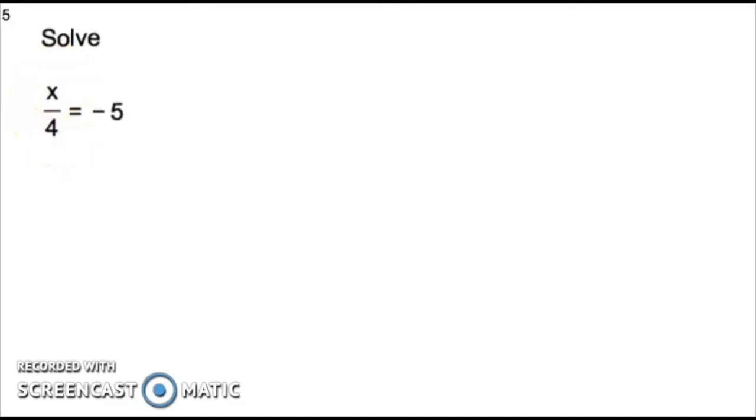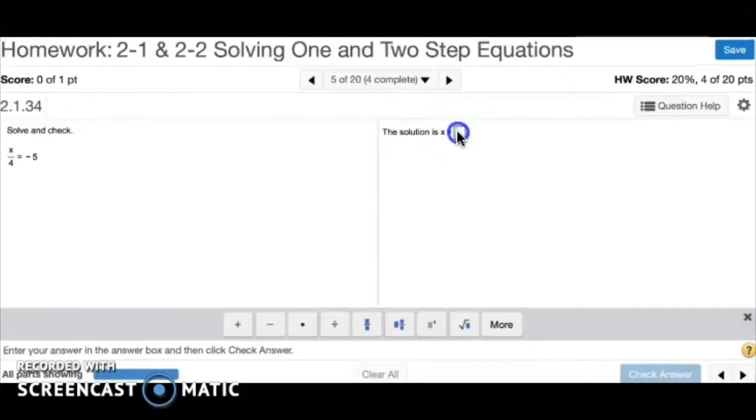So what we're going to do is cross out that 4 and bring it to the other side and multiply it to -5. Remember, the opposite of division is multiplication. So now -5 times 4 is -20. Bring down the x that's left, so we have x equals negative 20. And that's going to be the answer, so let's type that in. So typing it in, we have negative 20.